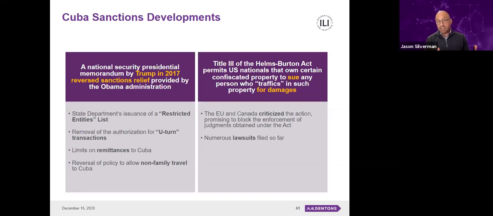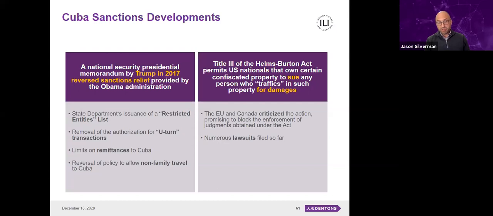A lot of the relaxations had to do with expanded ability to export goods or services to Cuba, but a lot of them had to do with travel. And a number of Americans took advantage of the general licenses that were issued to permit travel to Cuba. This was shut down or scaled back shortly after the beginning of the Trump administration.